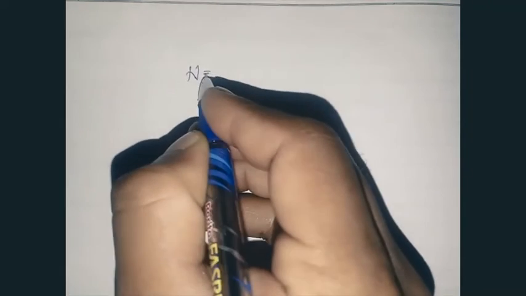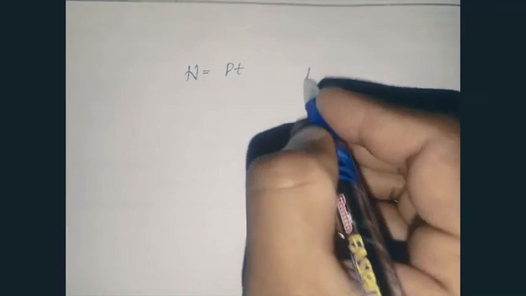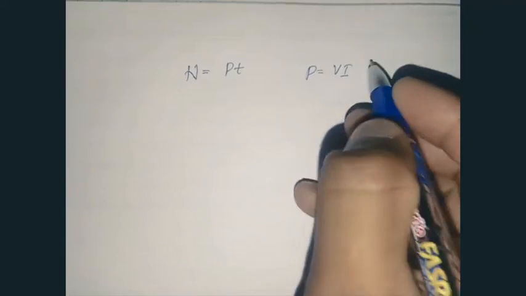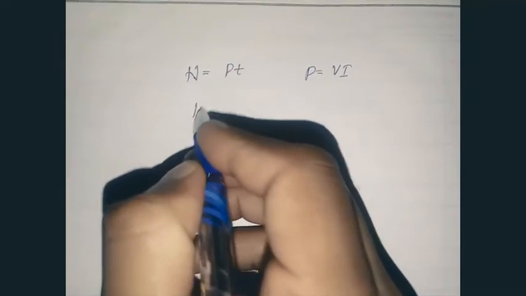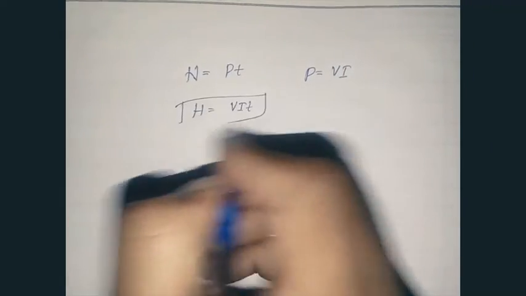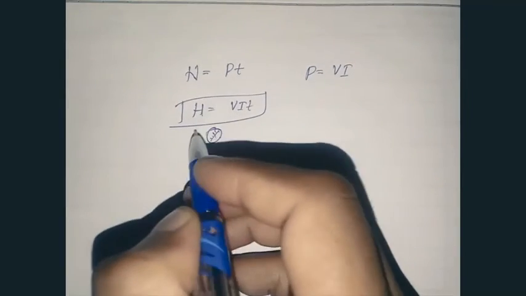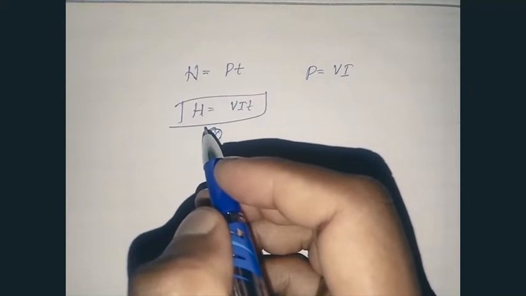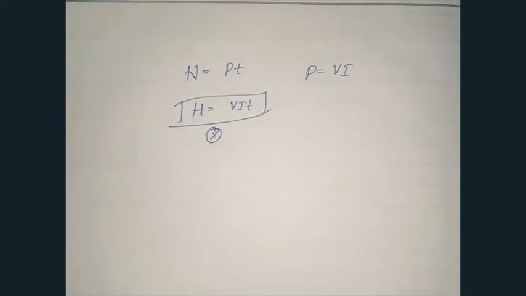So guys, heat is nothing but H is equal to power into time. Here we know that P is equal to VI, so if I substitute P is equal to VI in this equation, I get H is equal to VIT. This is important, you must know where and how to use it, based on the values given in the numericals. Got it? Now we'll move to the important numericals asked in previous question papers.